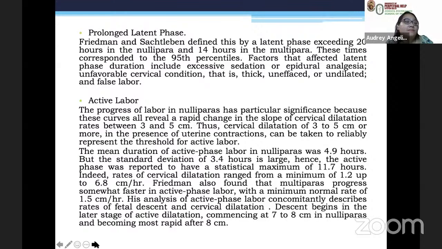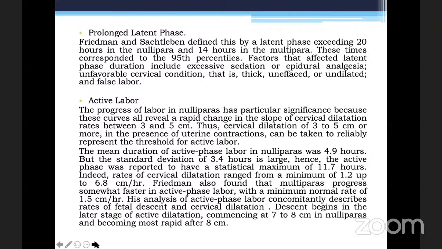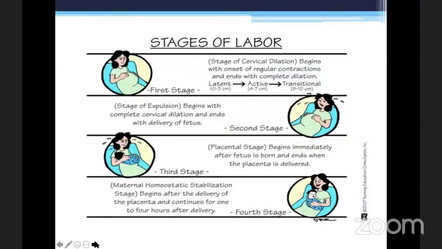Okay. So in the active labor, there will be a rapid change in the slope of the cervical dilatation, which means that from 3 cm where the initial dilatation was, it will be rapid, so that the baby can be delivered easily. And the descent begins in the later stage of active dilatation, commencing at 7 to 8 cm in nullipara and becoming most rapid after 8 cm.